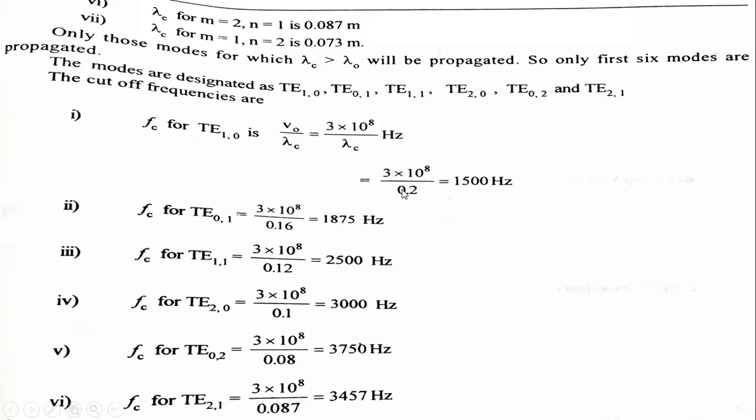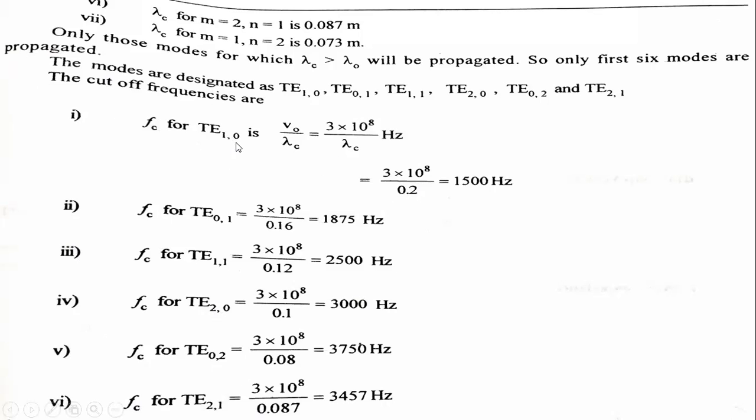Now for all modes, 1 to 6, up to the 6 only: 10, 01, 11, 20, 02, 21. Previously we calculated the lambda c, and with the help of lambda c we have calculated m and n for all modes. Now, by considering that same lambda c, find out the cutoff frequency.